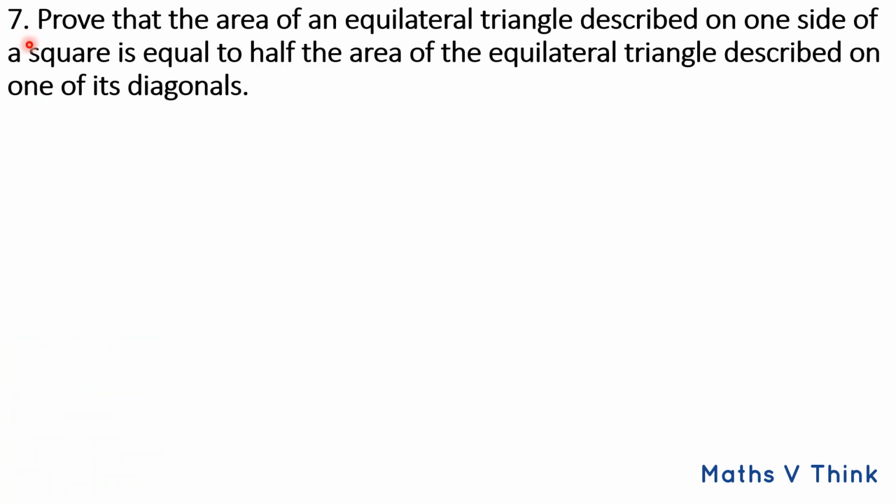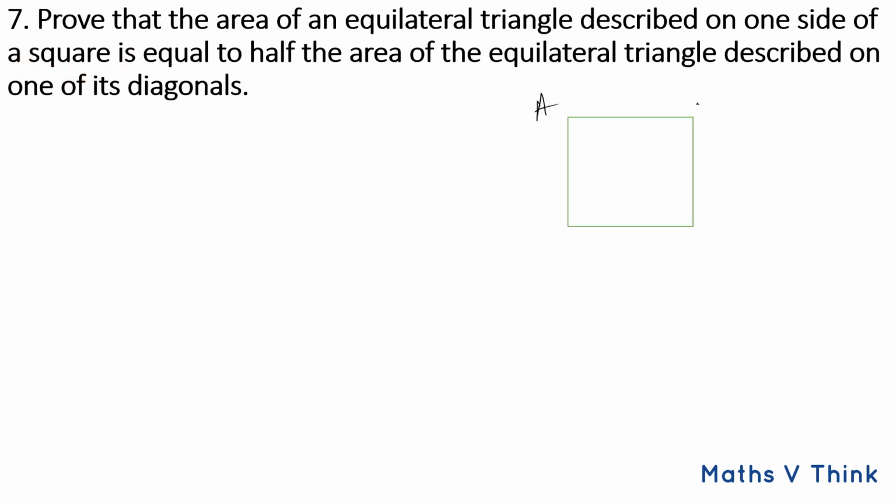The 7th question says, prove that the area of an equilateral triangle described on one side of a square is equal to half the area of an equilateral triangle described on one of its diagonals. So they gave a square. So first let's draw a square.